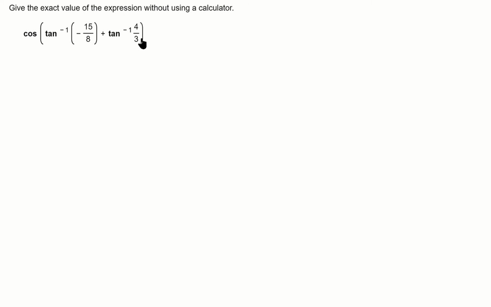So what we're going to do is give them a name, and that's what we do when we have these compositions of functions of this type, especially when inverse tangents are involved. So let's go ahead and do so. We'll let alpha be the inverse tangent of negative 15 over 8, and since we have another one, we'll call it beta. That's just another angle too, so we'll call that the inverse tangent of 4/3.